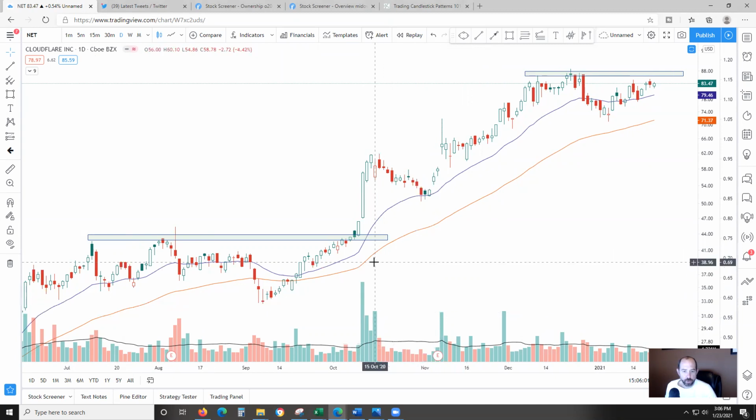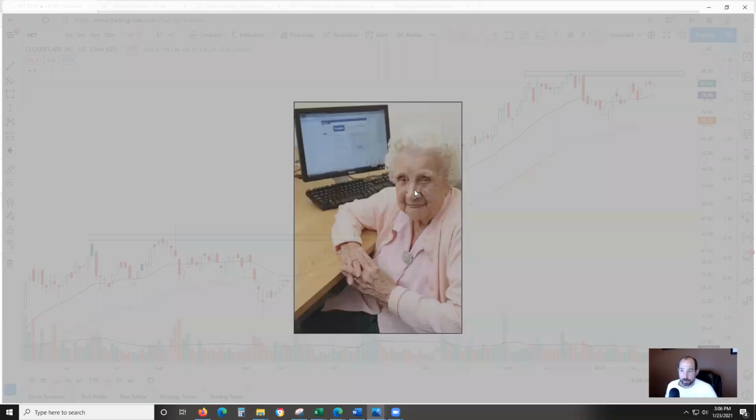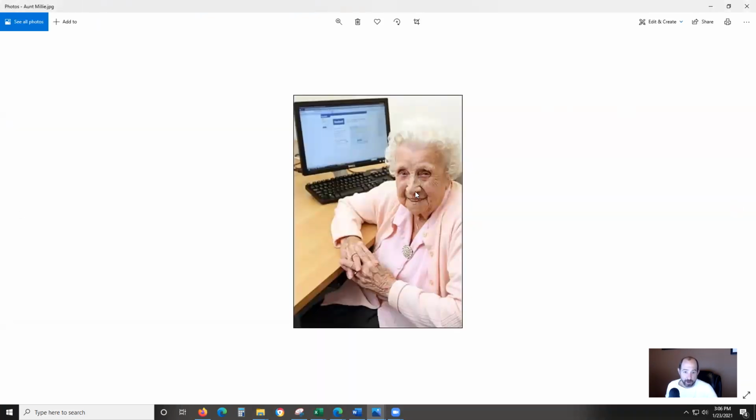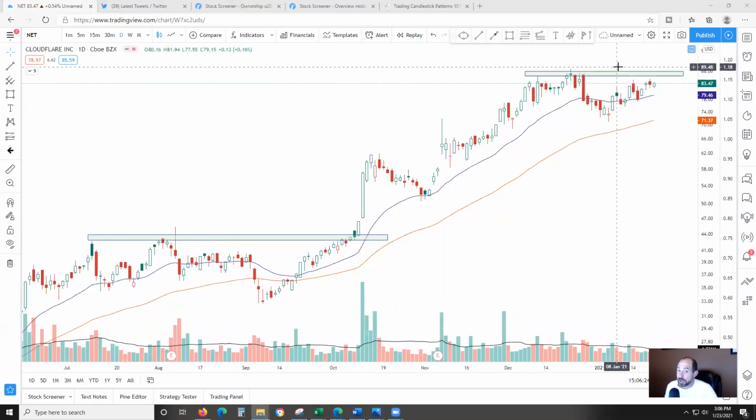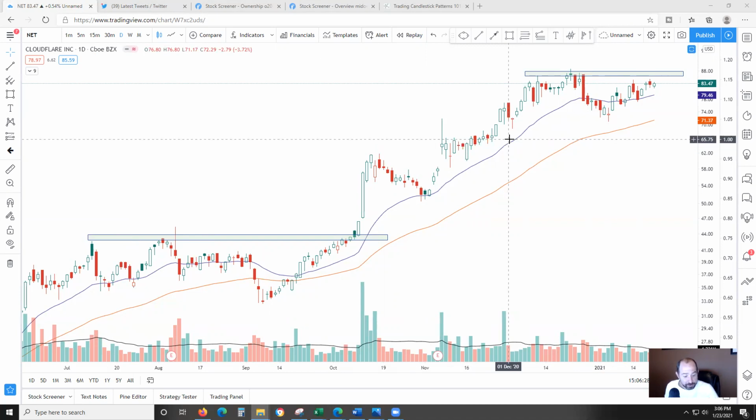If I see big volume on a breakout, I know there's a lot of power behind that move, and we like that. We want to see power behind the move. If we see a lot of power behind the move, that's not your Aunt Millie buying, not my Aunt Millie. That's the big institutions buying. So that's what we want to look at.